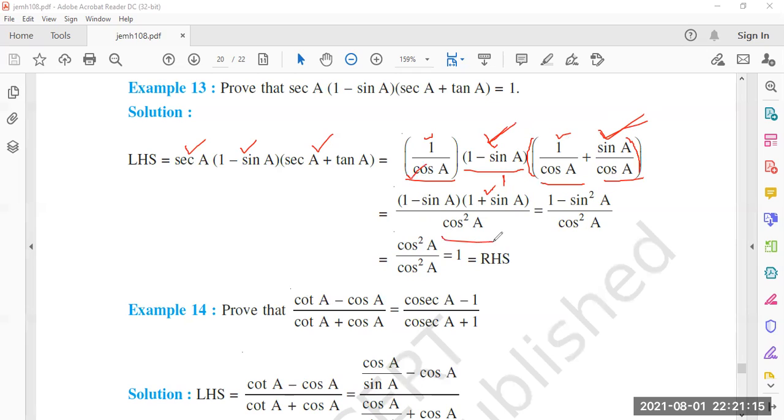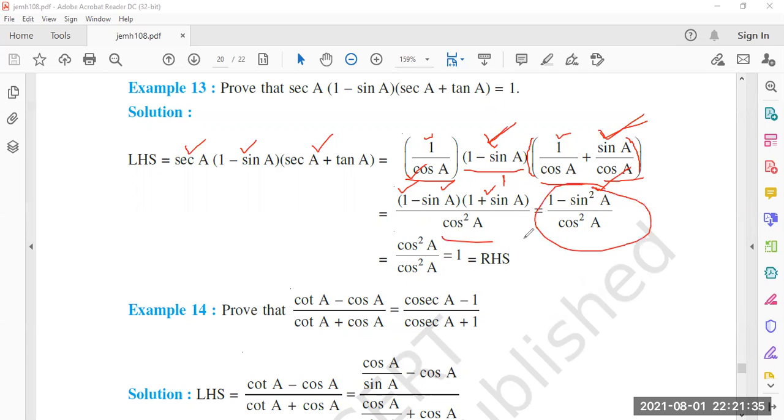So you get cos a into cos a, cos square a. 1 minus sin a into 1 plus sin a is like a square minus b square, a plus b into a minus b. So it becomes a is 1, b is sin. So 1 into 1, 1, sin a into sin a, sin square a. So you get 1 minus sin square a by cos square a.